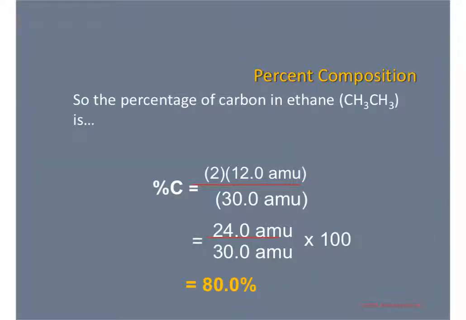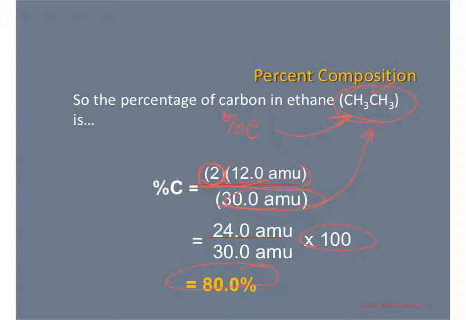For example, what if I said, what is the percent carbon in this formula? So following the formula that I just showed you on the previous page, first you count the number of carbons in the compound. There are 2. Then you multiply that by the molar mass of carbon, which is 12. And then divide that by the molar mass of the entire compound, which is 30. And then, of course, multiply by 100. And that would tell you that the percent composition of carbon in this compound is 80%.